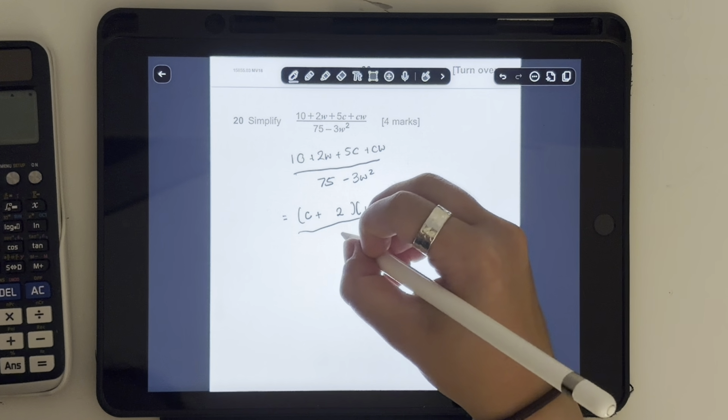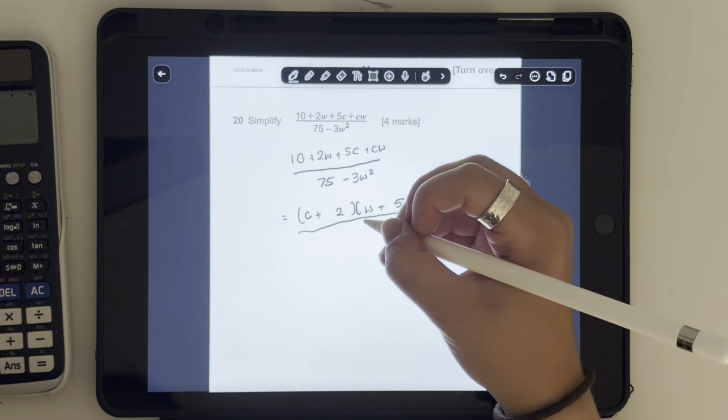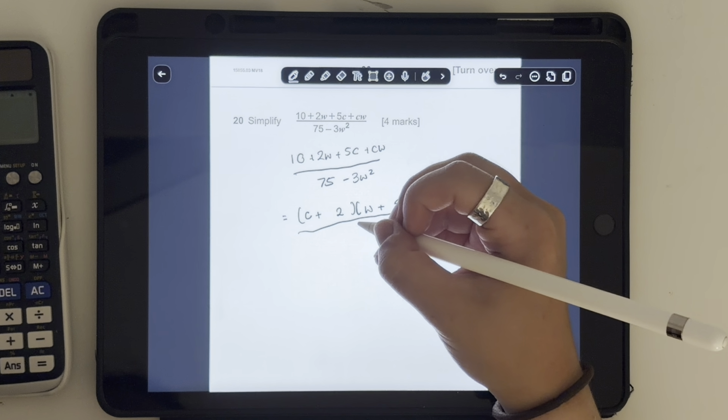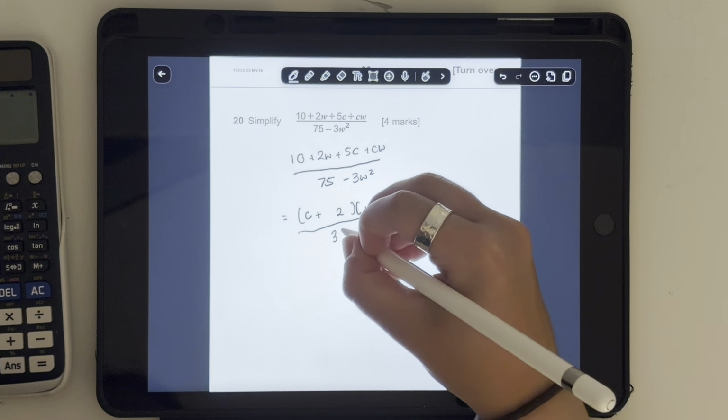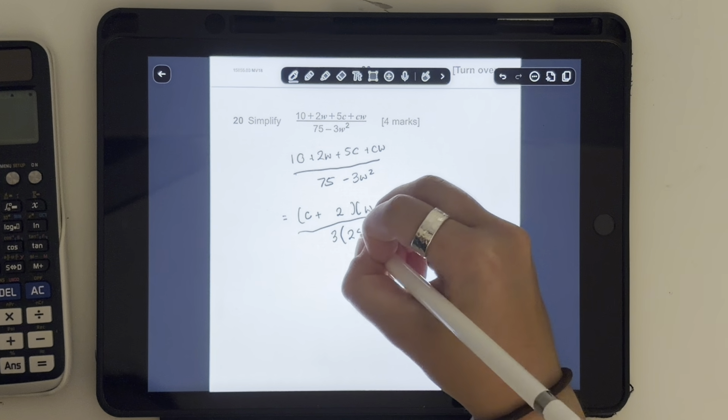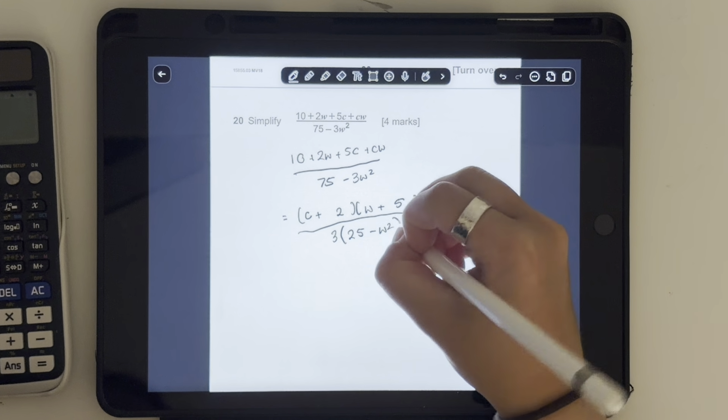Then down here, it's not going to be a difference of 2 squares. So I think all we can do is just pull out the 3. Oh, and then we can simplify.